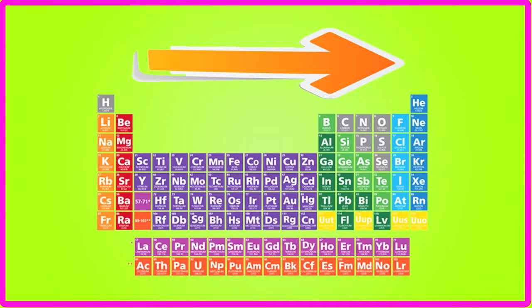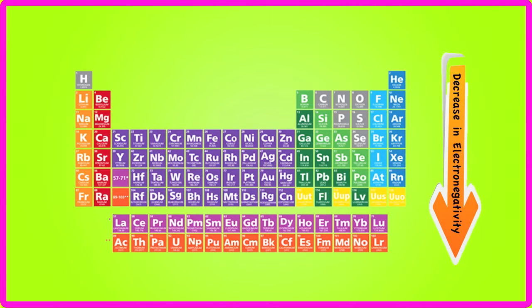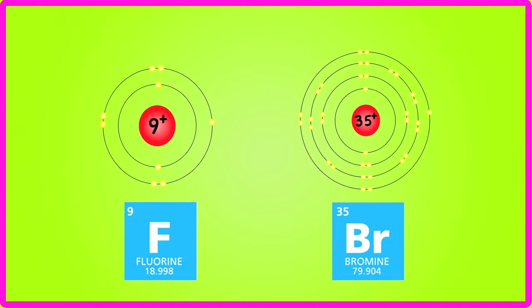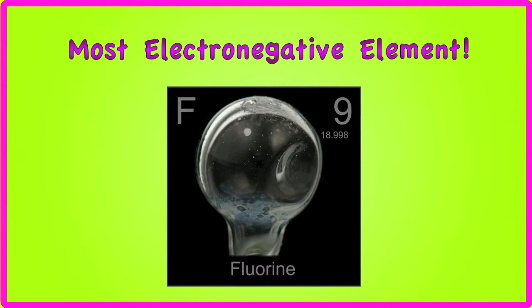As you go towards the top right of the periodic table, the electronegativity increases because there are more protons in the atom, but actually decreases as you go down the periodic table, because the increase in shells means the valence or outer electrons are shielded from the effects of the protons in the nucleus. This means that fluorine has the most electronegative atoms.